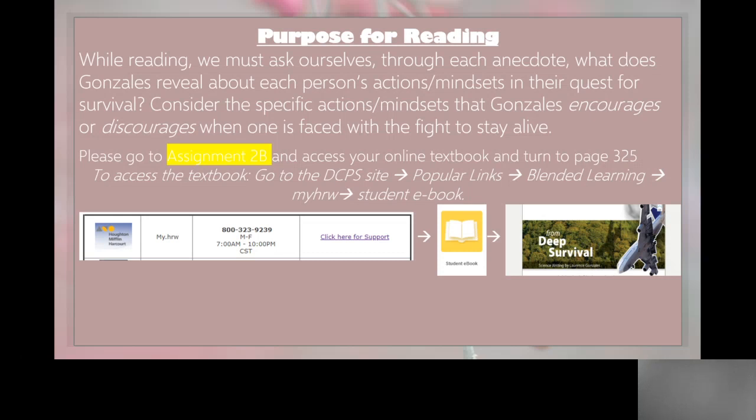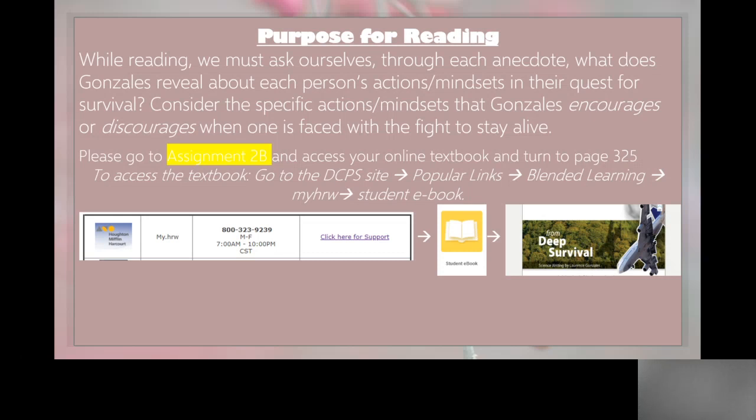Welcome back, class. Earlier, I mentioned that our focus for this week is Reading Standard RI 2.5, which analyzes an author's ideas or claims. Let's clarify the larger question that we must understand when reading our text, Deep Survival. The essential question is what we must be able to answer by the end of our lesson.